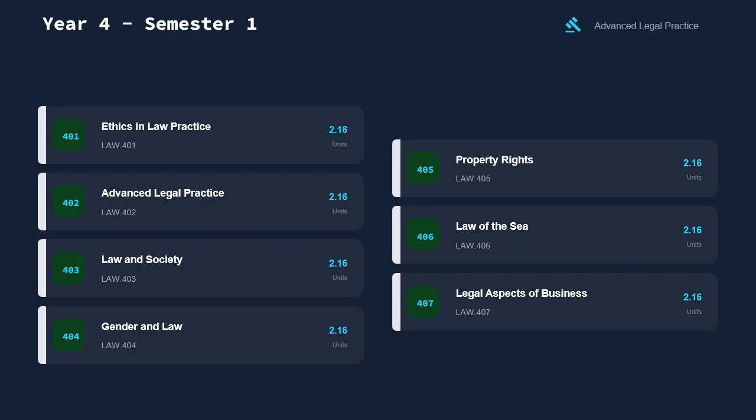Real-life example, a final project might involve advising a coastal state on managing overlapping EEZ claims, combining legal analysis, strategic planning, and negotiation. This mirrors real-world practice. Practical application, students should practice legal reasoning and advocacy skills.